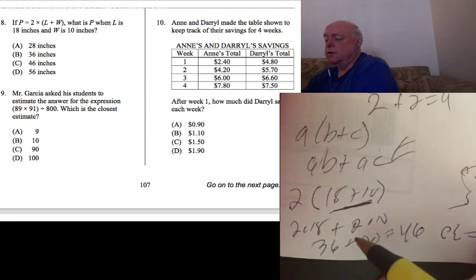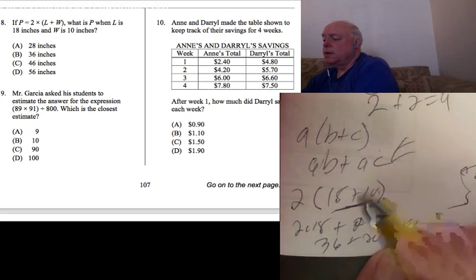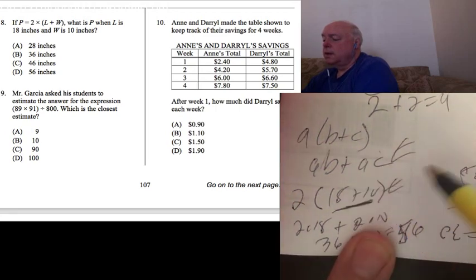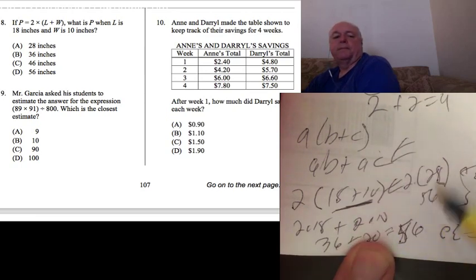No, 36 plus 20 is 56. What we could have also done was, at this step, just add them together. So we have 2 times 18 plus 10 is 28, and 2 times 28 is 56. So there's two ways, and we can double check our answer by doing this. Okay?